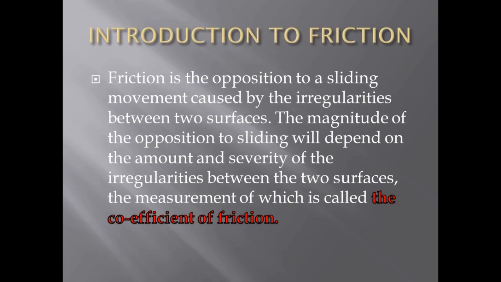Friction is the opposition to a sliding movement caused by the irregularities between two surfaces. The magnitude of the opposition to sliding will depend on the amount and severity of the irregularities between the two surfaces, the measurement of which is called the coefficient of friction.